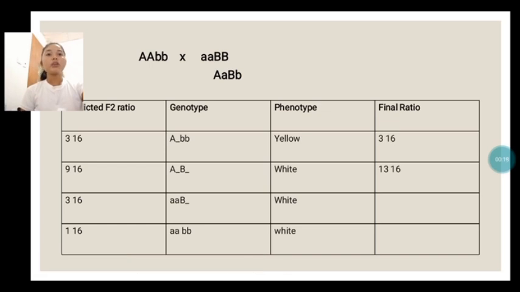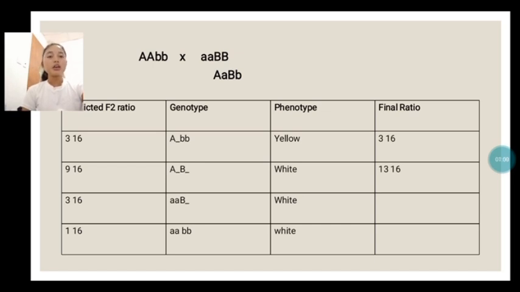So let's start with ratio. In genetics, a ratio refers to numerical relationships between different traits or alleles. It helps us understand how certain traits are inherited and how they might appear in a population. Ratios can be expressed in various ways, such as 3 out of 16, 9 out of 16, 3 out of 16, and 1 out of 16, depending on the specific inheritance pattern.